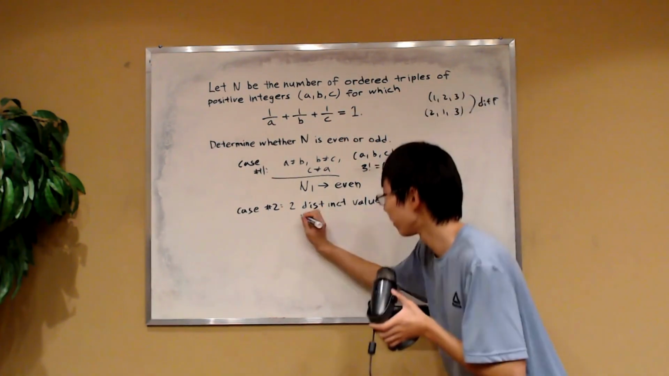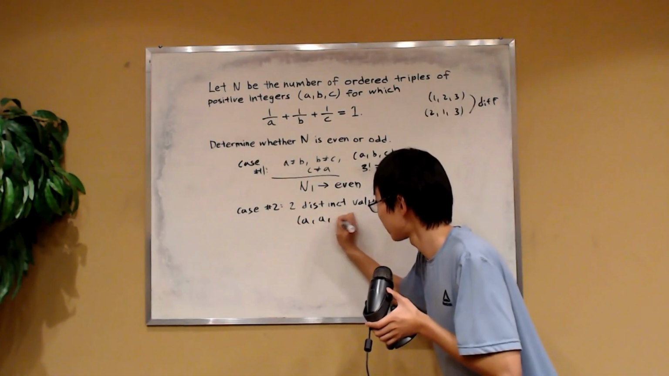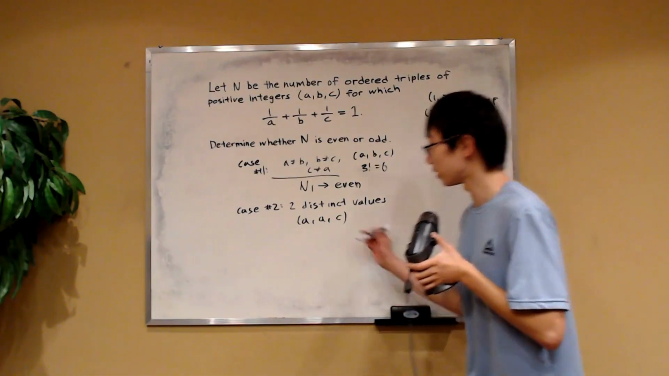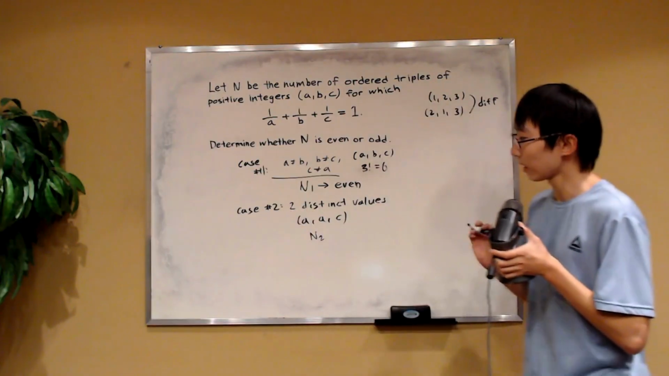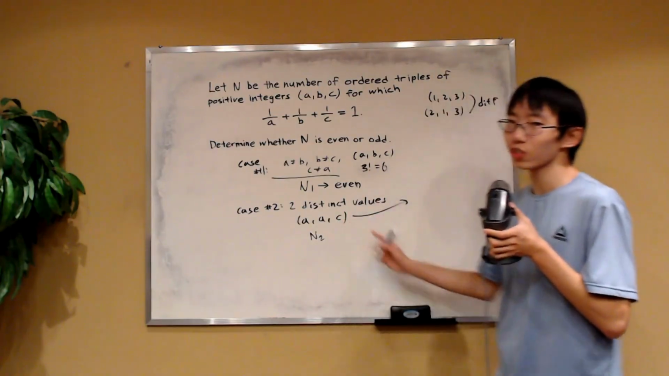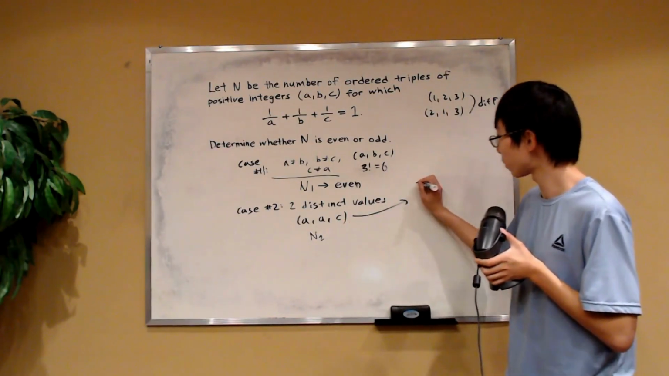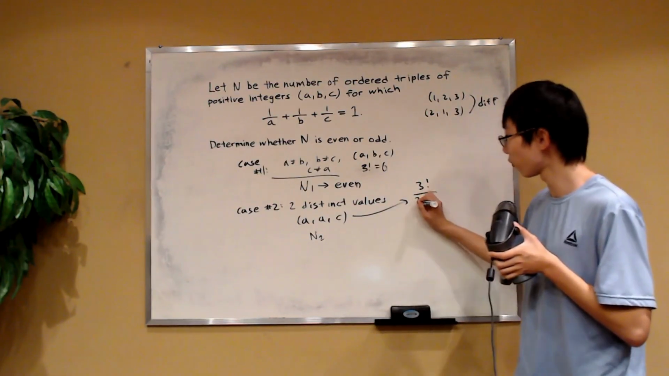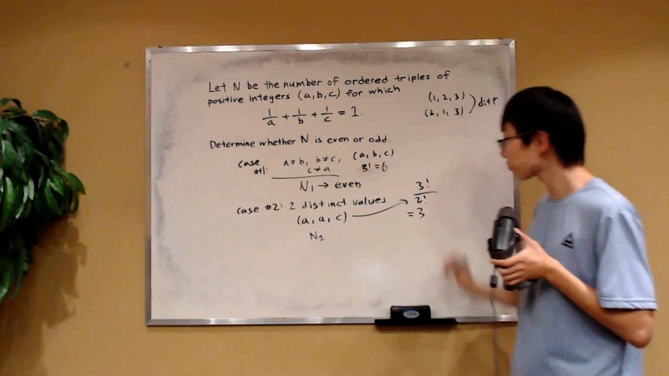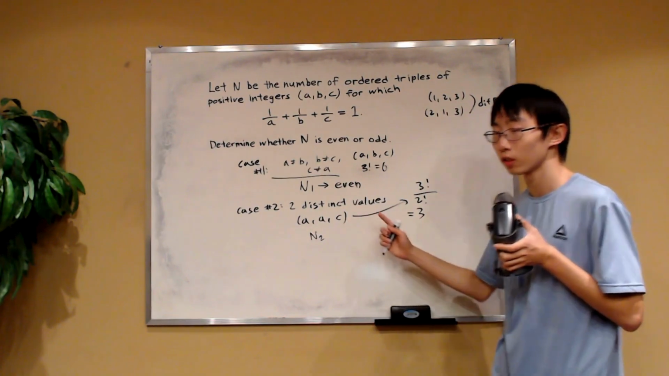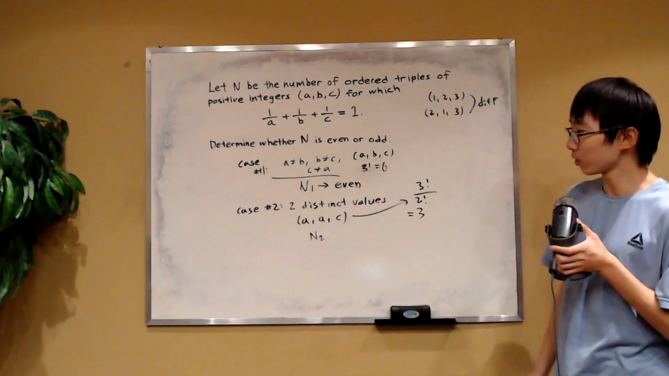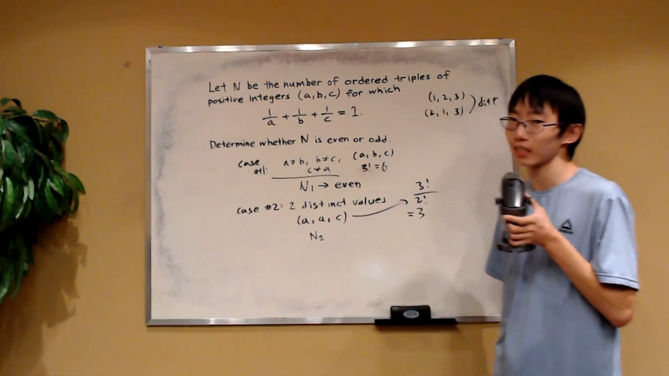So for instance, we can have a format like A, A, C. For brevity, I'm going to let the number of ordered solution sets be n2 for this case. Now, is n2 even or odd? Well, consider that if we had a solution like this, then the number of permutations would be 3 factorial, and then you divide by 2 factorial, because there are 2 duplicates there. So this would mean that there are 3 permutations for a specific solution triple of this format. Now, with an odd permutation count, we can't instantly say whether n2 is even or odd.